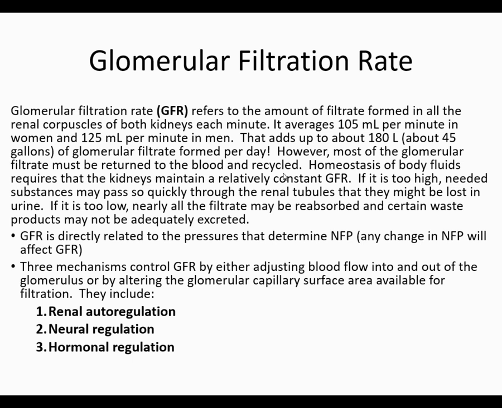Homeostasis of body fluids requires that our kidneys maintain a relatively constant GFR. So we need to constantly be making filtrate. If it's too high, needed substances may pass so quickly through the renal tubules that they might be lost in our urine. If it's too low, we'll not lose enough stuff, and then certain waste products might not be lost through our urine, and things can start to go wrong because wastes should not be building up in our blood.